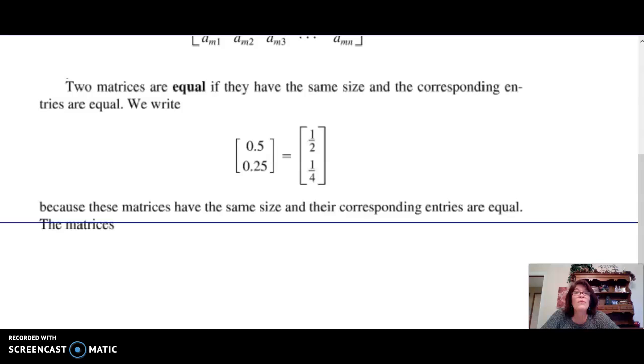Two matrices are equal if they have the same size, which means the same dimensions, and the corresponding entries are equal. So right here we have a 2 by 1 equal to a 2 by 1 because the first row, first column element is the exact same as the first row, first column element in the second matrix. Note the word corresponding: not just the entries are equal, but the corresponding entries are equal.